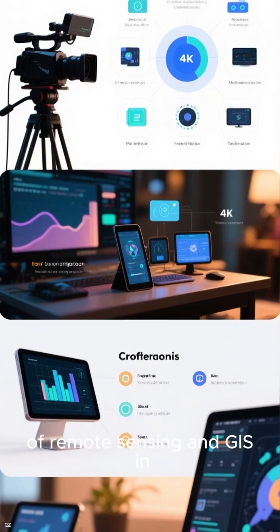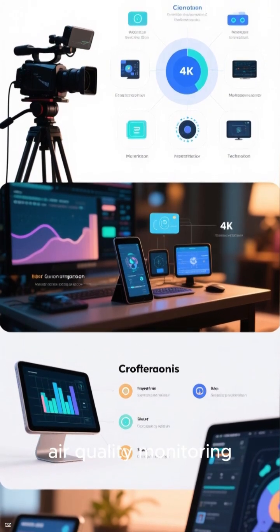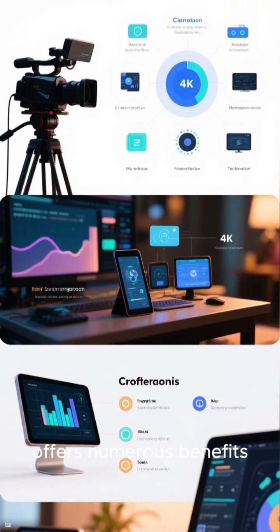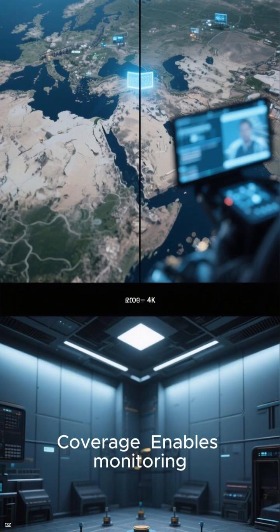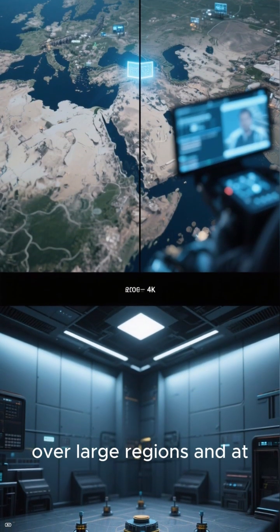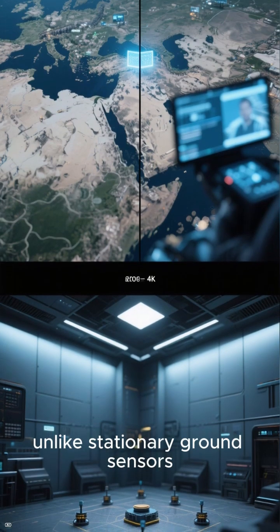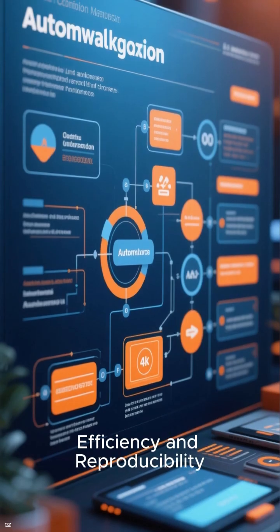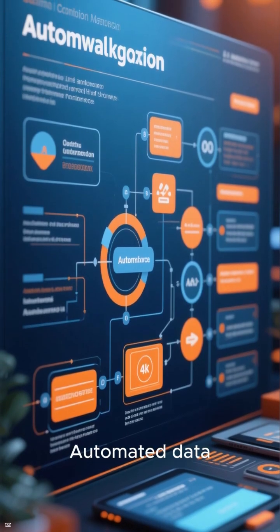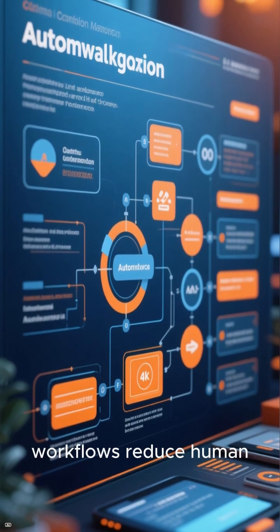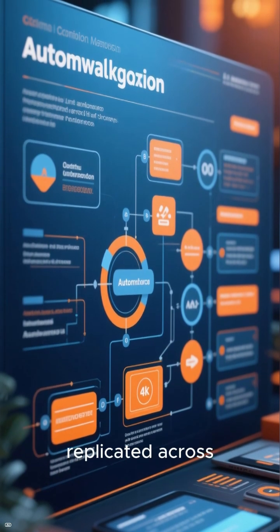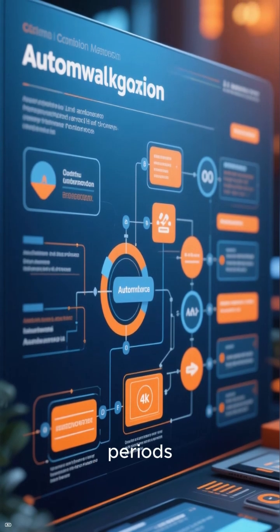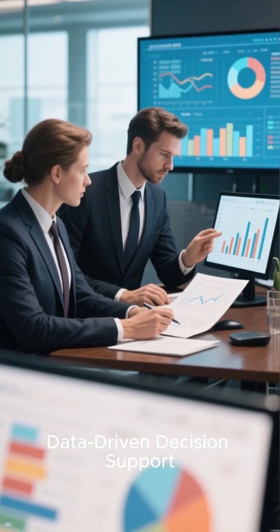Advantages of remote sensing and GIS. The integration of remote sensing and GIS in air quality monitoring offers numerous benefits. Spatial and temporal coverage. Enables monitoring over large regions and at frequent intervals, unlike stationary ground sensors. Efficiency and reproducibility. Automated data processing and analysis workflows reduce human error and allow results to be replicated across different regions or time periods.